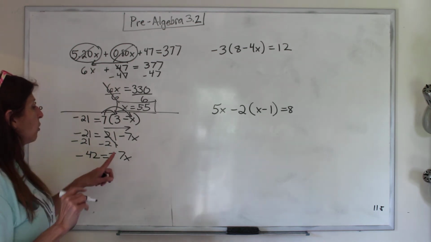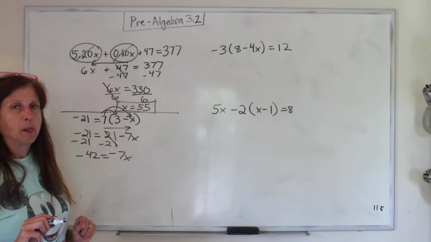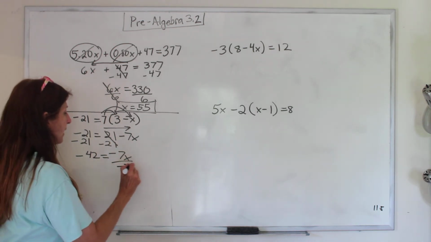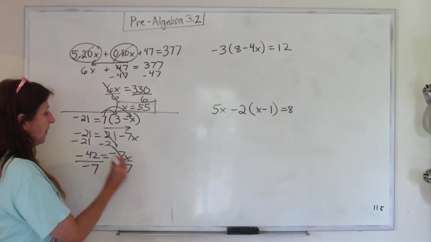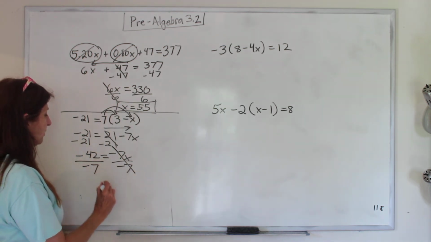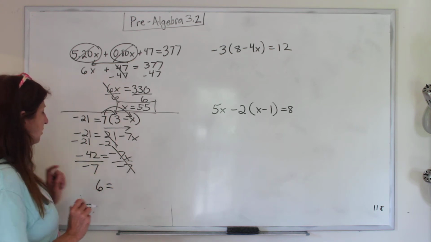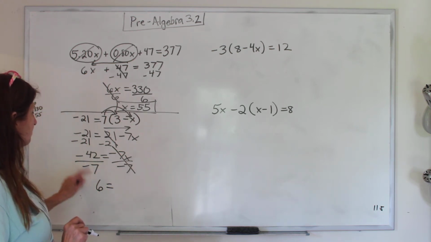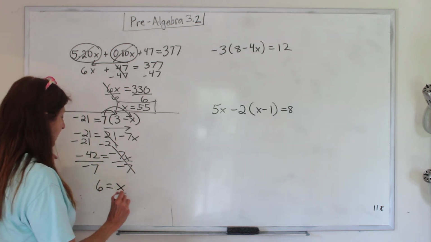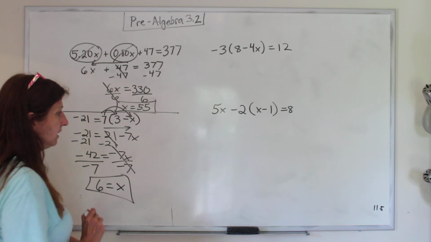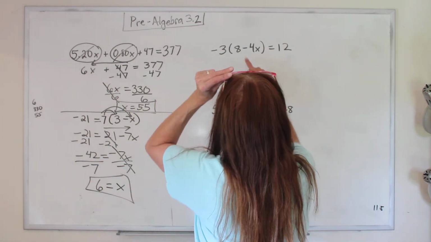Now then, why is X not alone? It's being multiplied by negative 7. What's the opposite? Divide by negative 7. What I do to one side, I do to the other. These cancel out. Negative 42 divided by negative 7 is 6, because 2 negatives make a positive, and 6 times 7 is 42. Okay? Equals x. And you can have your x on either side.